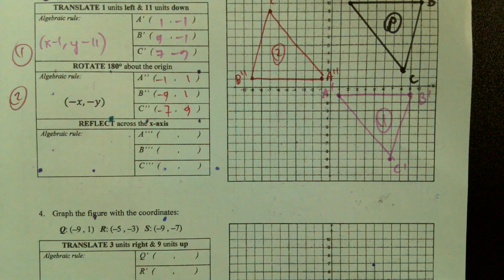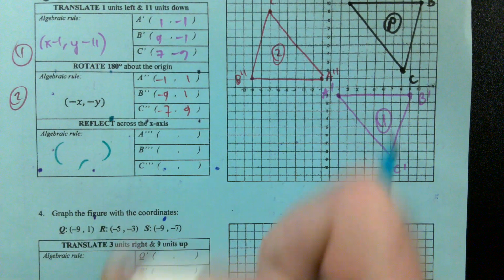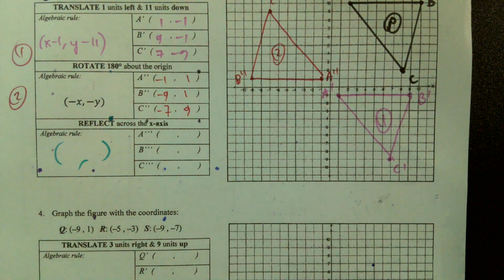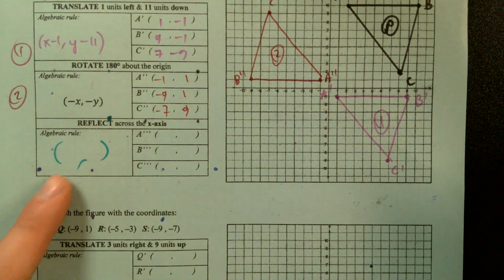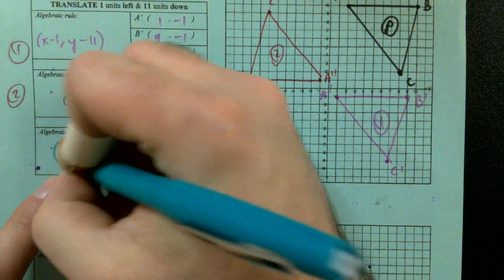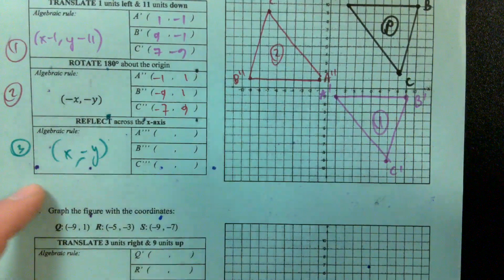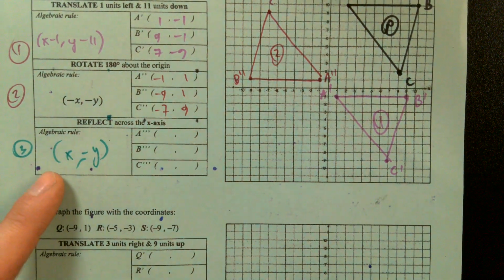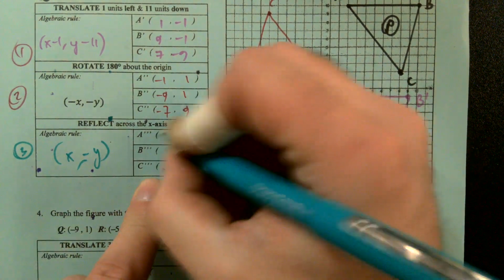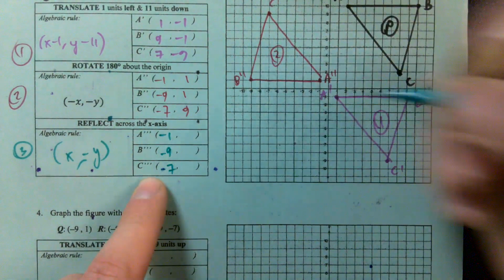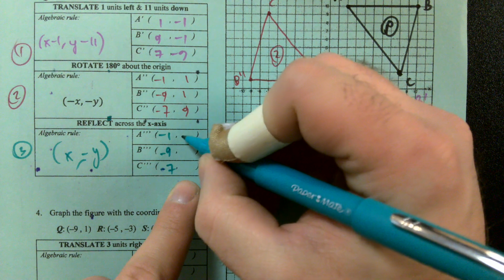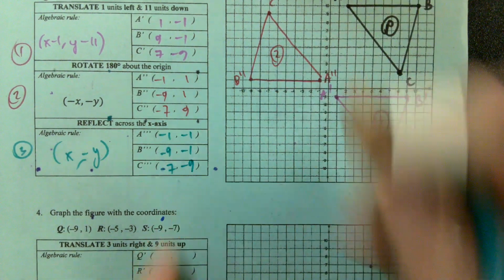Third thing we're going to do is reflect across which axis? The x. What's my rule when I reflect across the x? Jawad? Sure. What's my rule when I reflect across the x-axis? X, negative y. So I'm going to keep all my x's the same, -1, -9, -7, but I'm going to flip all my y's, -1, -1, -9.